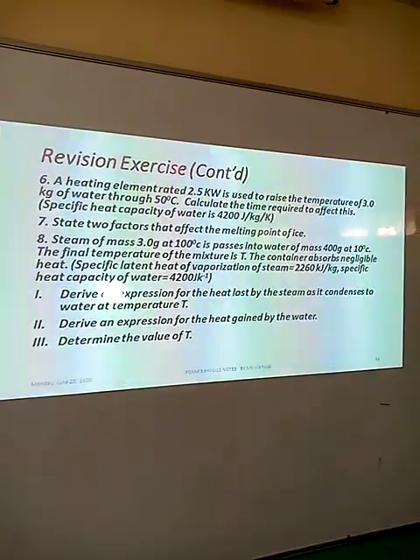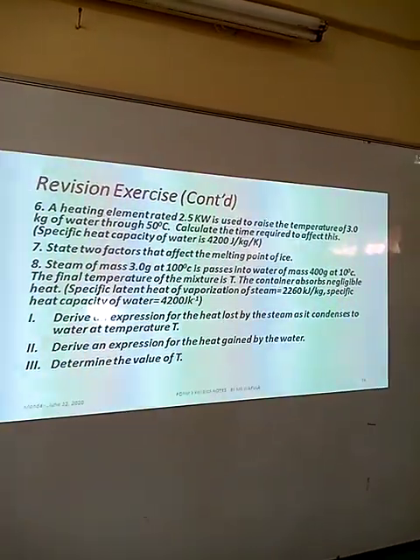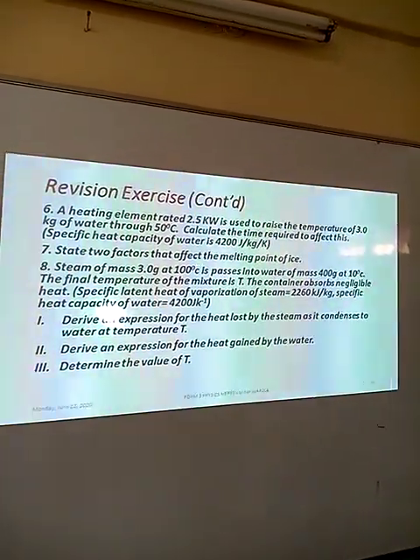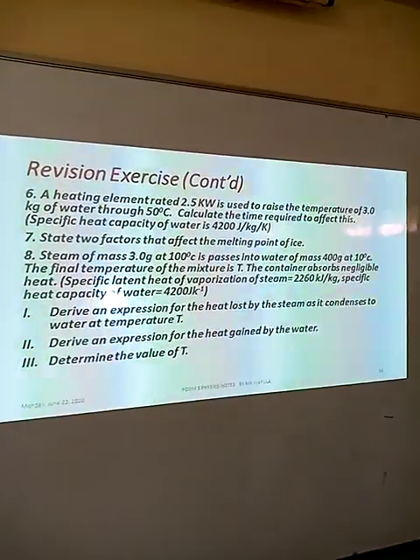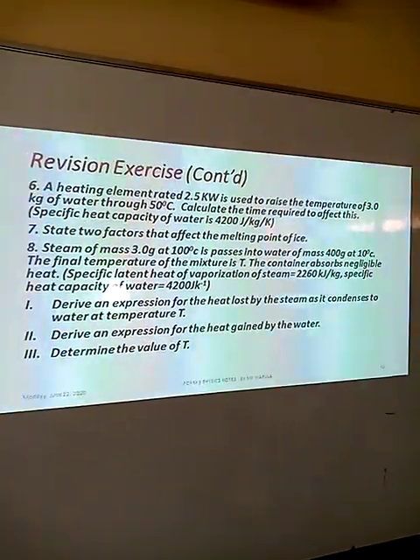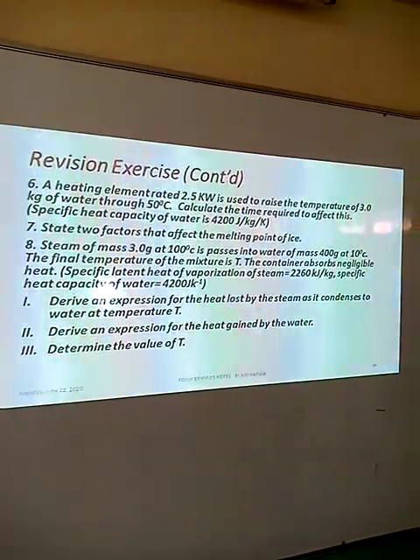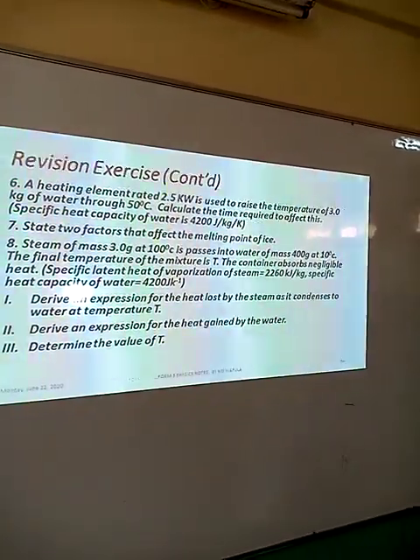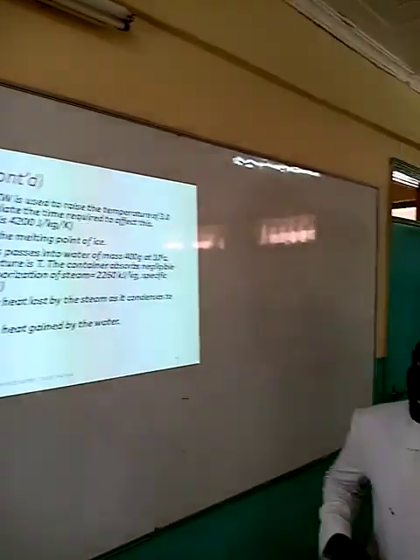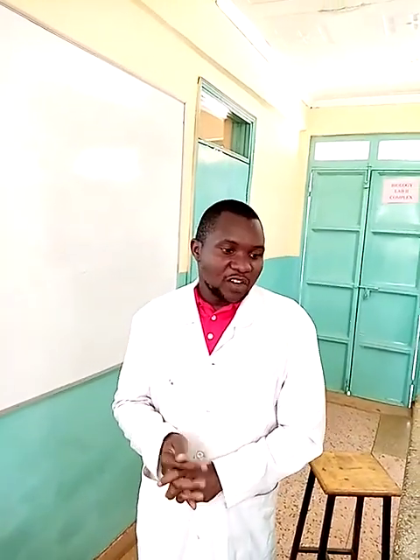Derive an expression for the heat lost by steam as it condenses to water at temperature T. Derive an expression for the heat gained by the water. Then determine the value of T. I believe those few examples will give you enough exercise on this topic. We will further look at other topics, but for now, thank you for listening and for understanding what we've done through this topic.